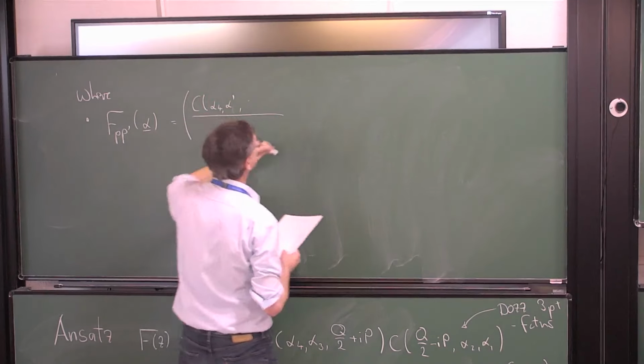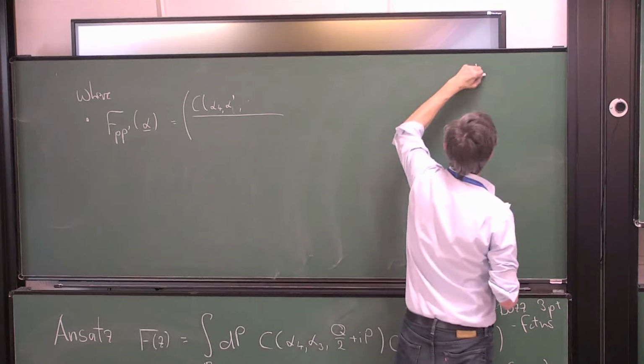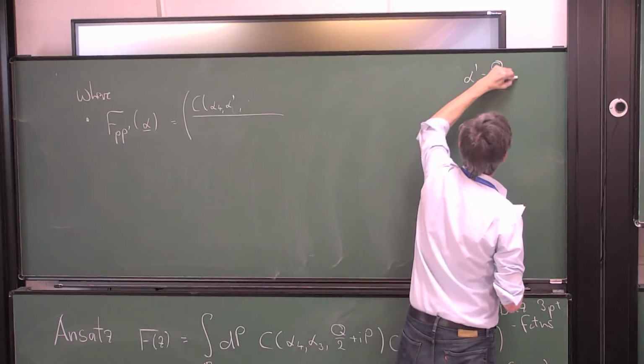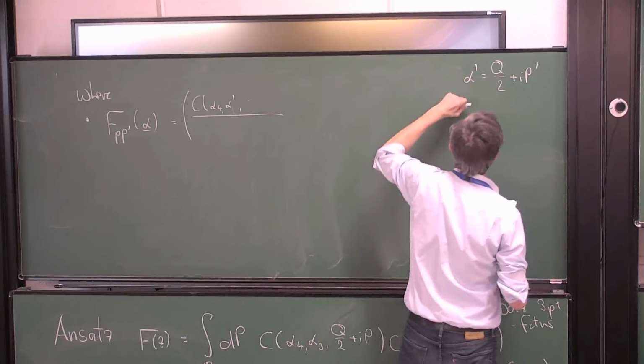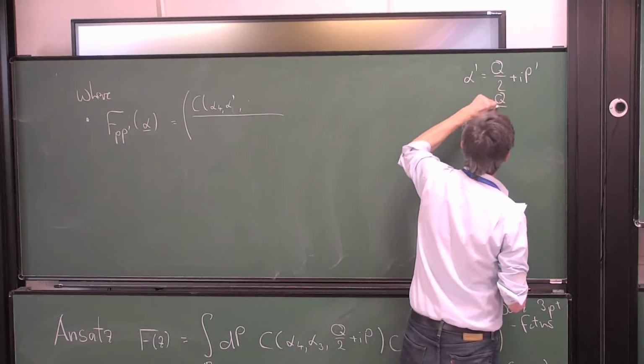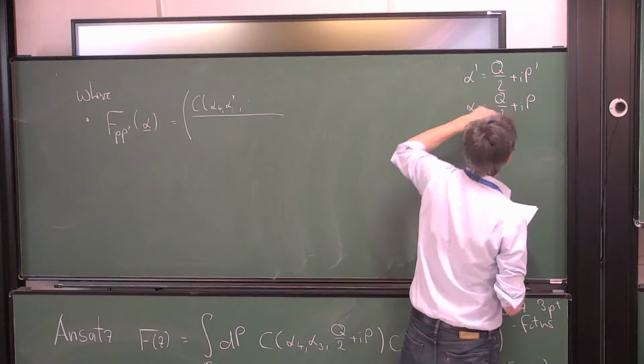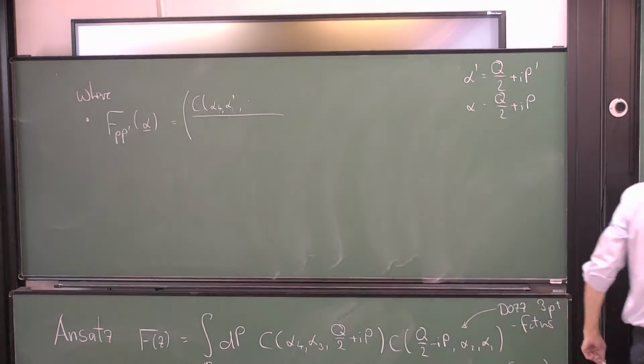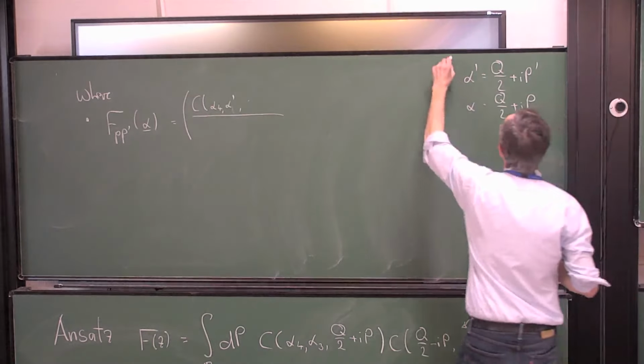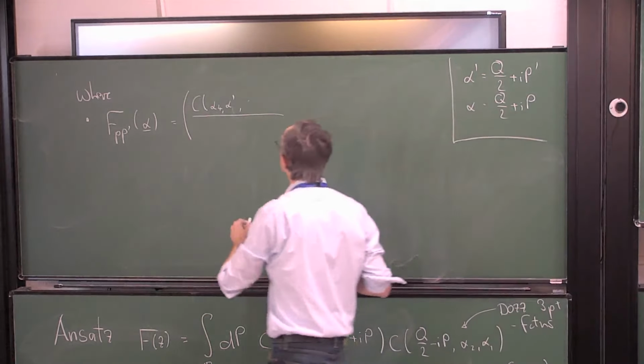Just alpha prime. I need two notations to abbreviate a little bit. This refers here to the variable p and p prime respectively. So this just is shorthand.